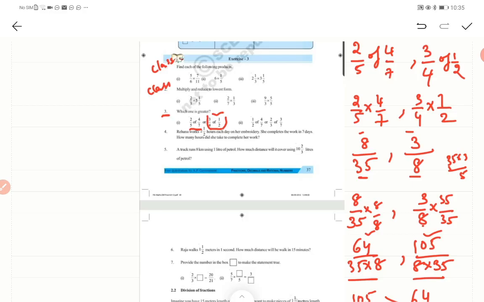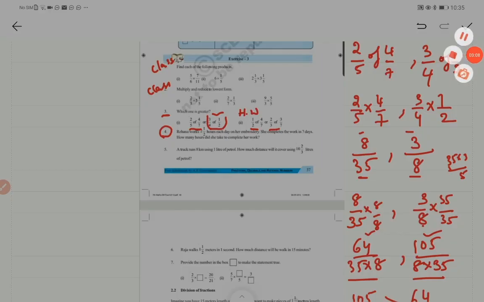Now this one is for your homework. Tell me which one is greater between these two. Now let me take the fourth problem in today's class.